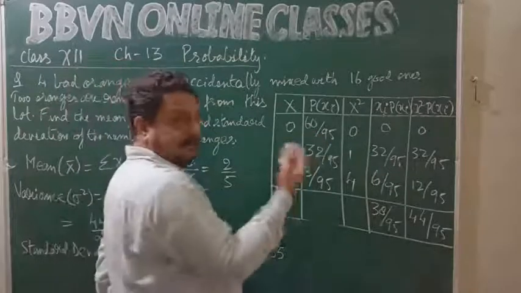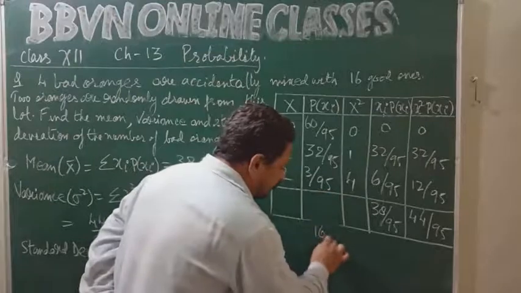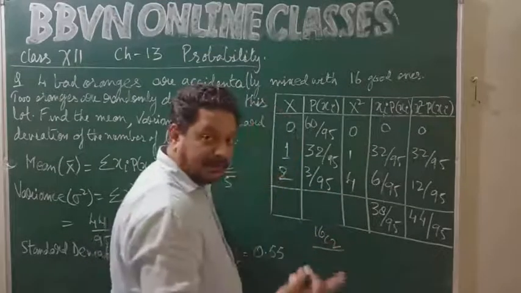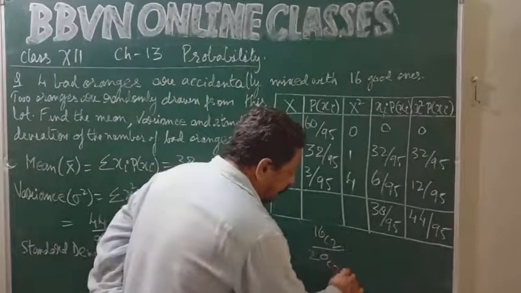तो ये probability कैसे आएगी? 0 bad oranges, both are good. तो 16C2 upon total number of oranges are 20. So sample space will be 20C2.